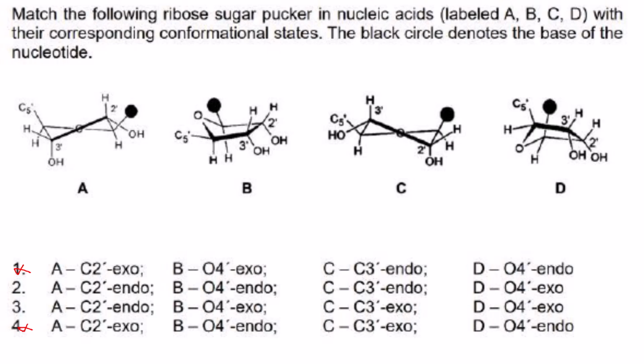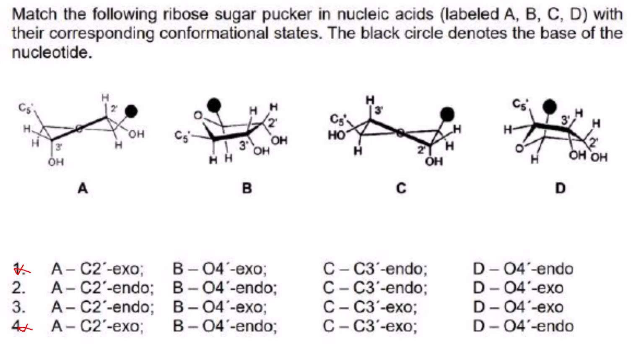Now B, they have told O4' endo and O4' exo. So we have to see. O means this one. Now the position of O is what matters. So O is on the same side as that of your C5 atom. See here, C5 atom is here. O is also projected almost on the same side as your C5 atom. So it must be endo and not exo conformation.